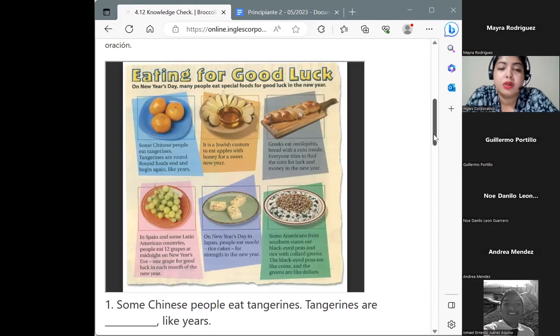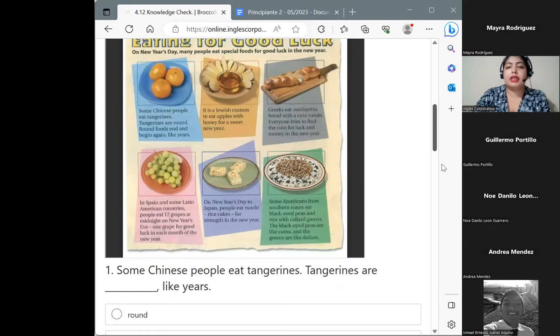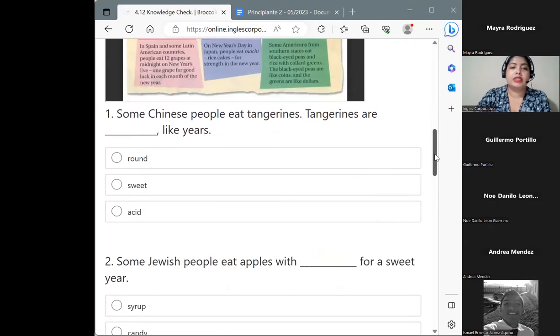And some Americans from southern states eat black-eyed peas and rice with collard greens. The black-eyed peas are like coins and the greens are like dollars. Esta es como una combinación, ¿verdad?, que representan las monedas y los billetes, para poder tener fortuna, dinero en the new year. Now, for the ending, para terminar, vamos a ver las respuestas.